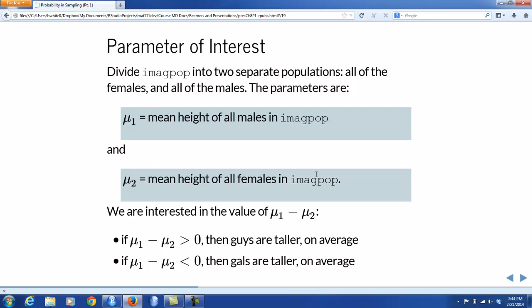Now what we're really interested in is not mu1 and not mu2. In our research question, we were interested in how much taller guys were on average than gals. So we were really interested in the value of mu1 minus mu2. That's actually just one number. If that number is positive, then the guys are taller on average than the gals. If that number is negative, then the guys are shorter on average than the gals.